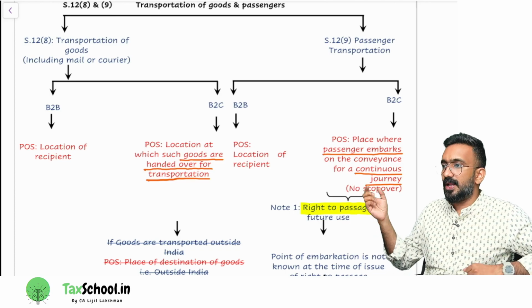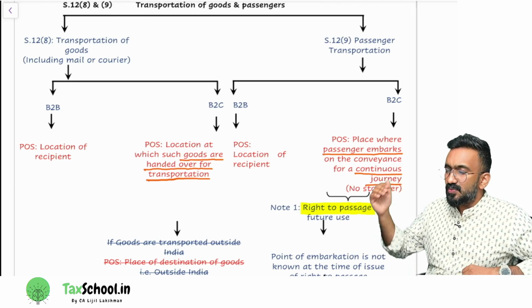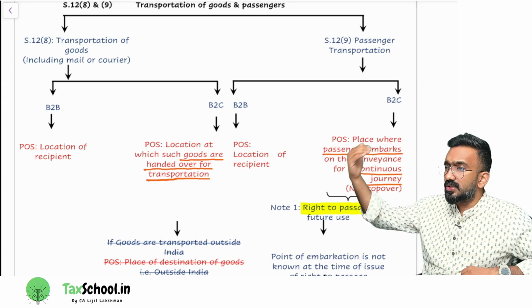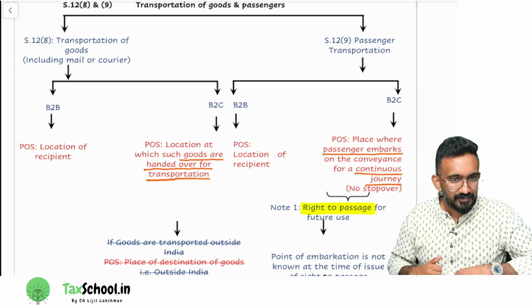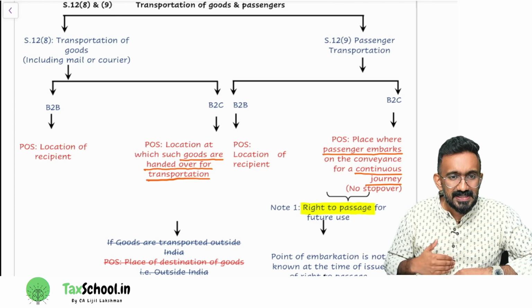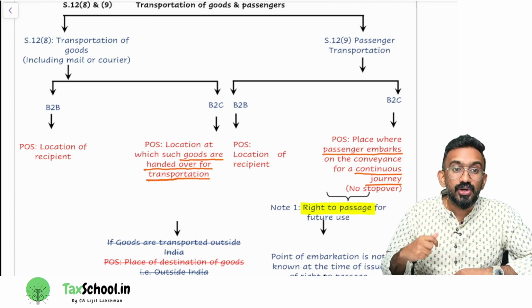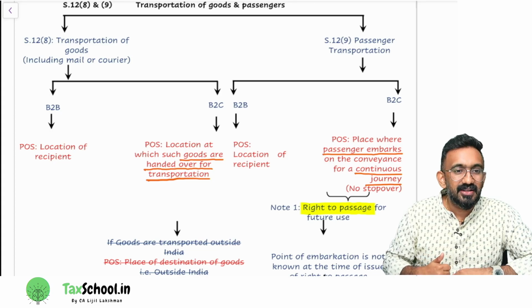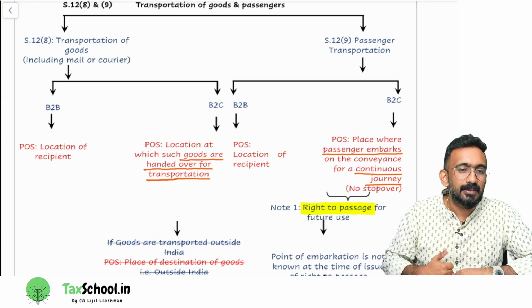Let's look at the place of supply. The place of supply is the place where the passenger embarks on the conveyance for a continuous journey. What is the place of supply? Where I got into the flight. Where did I get into the flight? From Kochi. That will be the place of supply.